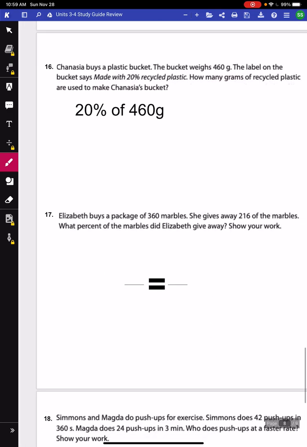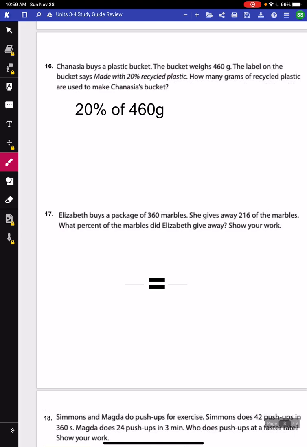Number 16, Shanase buys a plastic bucket. The bucket weighs 460 grams. The label on the bucket says made with 20% recycled plastic. How many grams of recycled plastic are used to make Shanase's bucket? So we need to find 20% of 460 grams. Well, 20% is a fraction. Percents are out of 100. Of means to do what? Multiply, that's right. 460 is a fraction. Put whole numbers over 1 to make it a fraction. Oops.